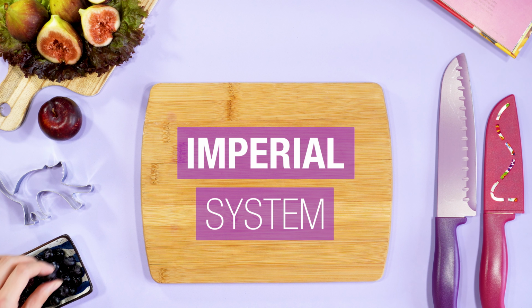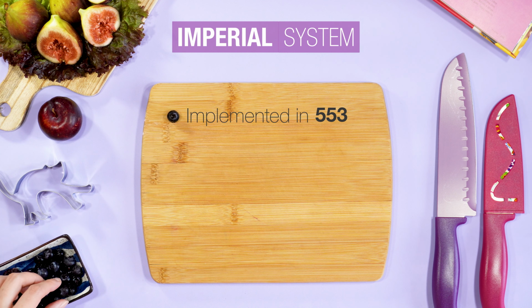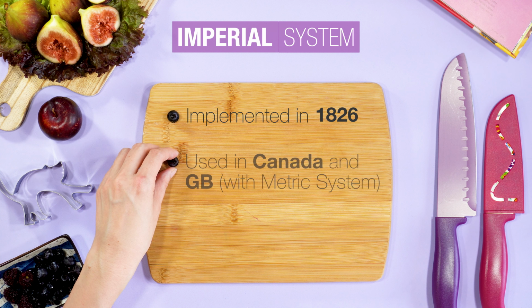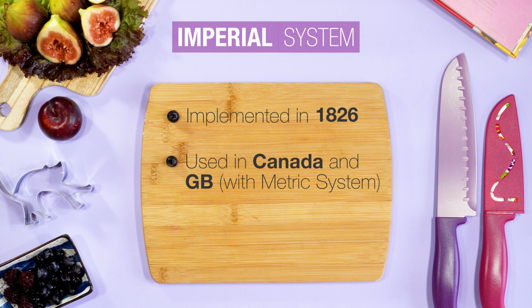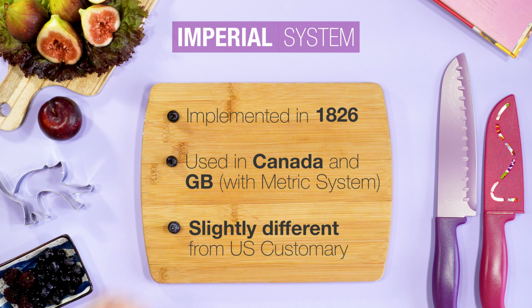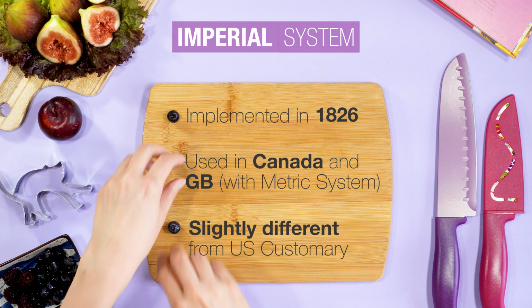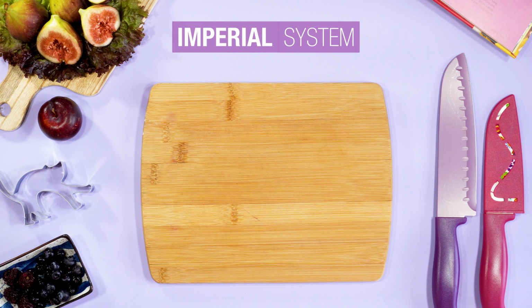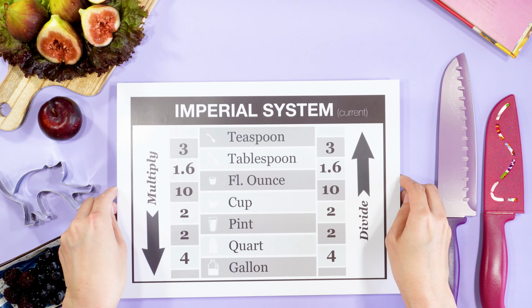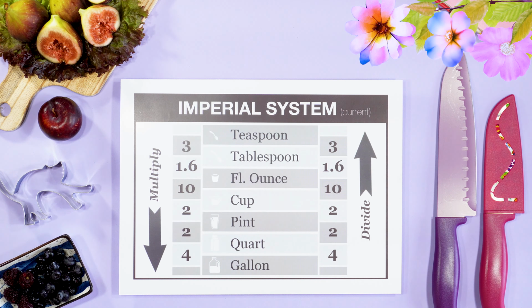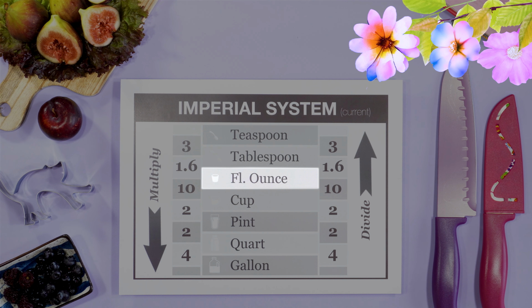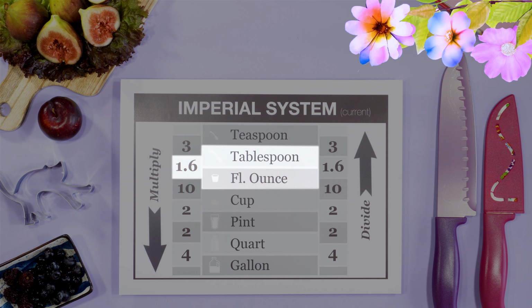The imperial units used today were implemented in 1826 and are now used in Great Britain and Canada, but both countries also use the metric system. The current imperial system is only slightly different from the current US customary system. The proportions are similar to the units of volume in the US customary system, with a key difference in the fluid ounce, which affects its proportion in relation to tablespoons and cups.